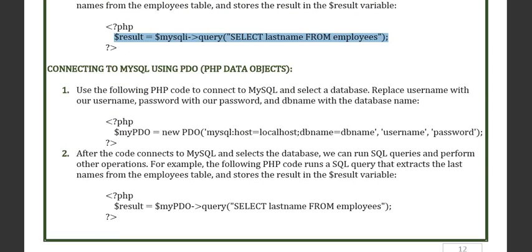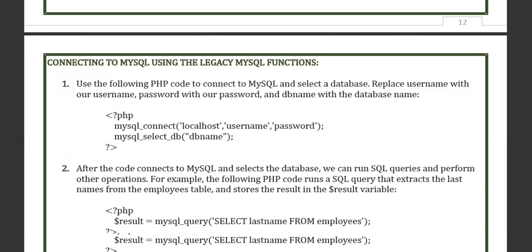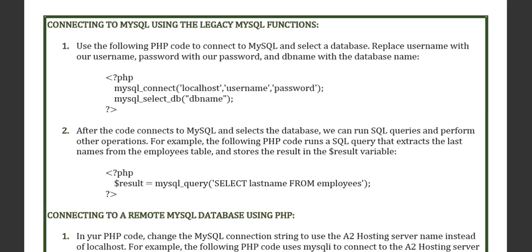Here are some other queries for practicing MySQL with PHP. In the PHP section we created mysql_connect with localhost, username and password, then mysql_select_db with the database name to select the database. And from this section we get a result by selecting the last name from the employee section.